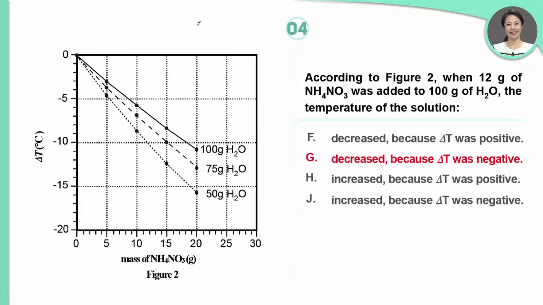So here delta T is very important because delta T is equal to T final minus T initial. You see that delta T was negative. That means T initial is higher than T final. Let's say T initial was 25 Celsius and T final is like 22 Celsius. So the total is -3 Celsius. So you can say the temperature decreased from 25 Celsius to 22 Celsius by looking at delta T. So that's why decrease is the right answer. Okay, let's move on to question 5.